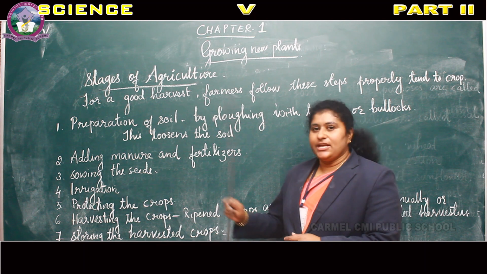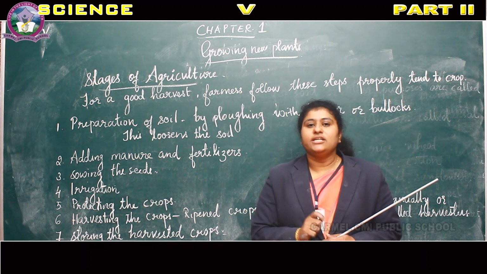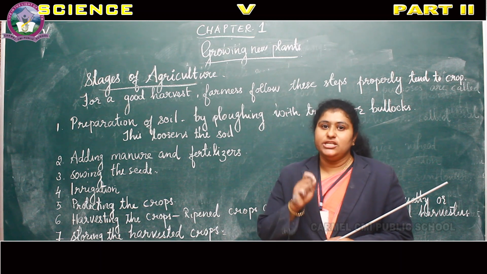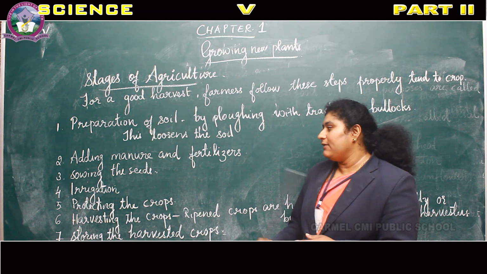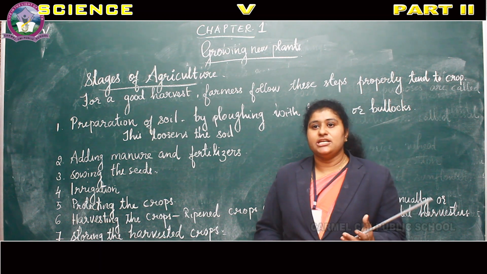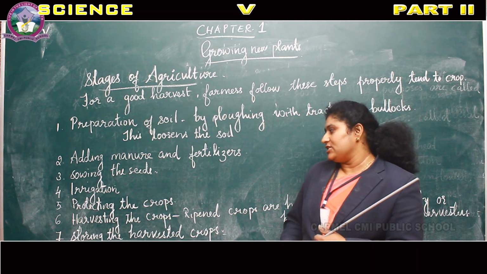Next step is irrigation. We need to water the plants regularly. Different methods are there for irrigation: drip irrigation and sprinkler method. These are the different methods of irrigation.